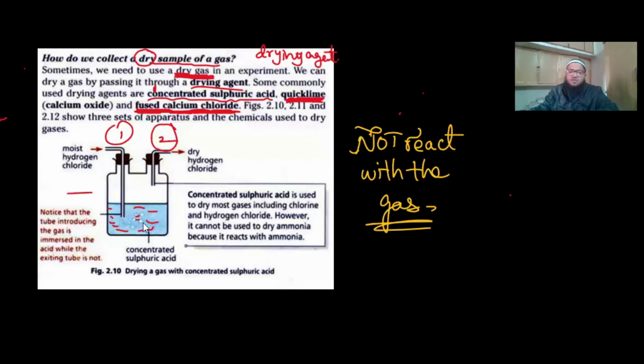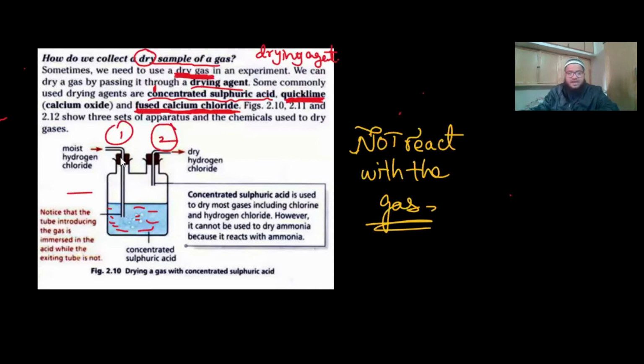This is the most commonly asked question, the levels of the tubes. They sometimes dip the second tube and raise the first tube, which is a wrong presentation, but that's one of the MCQ options out there. So this is something that you need to remember.